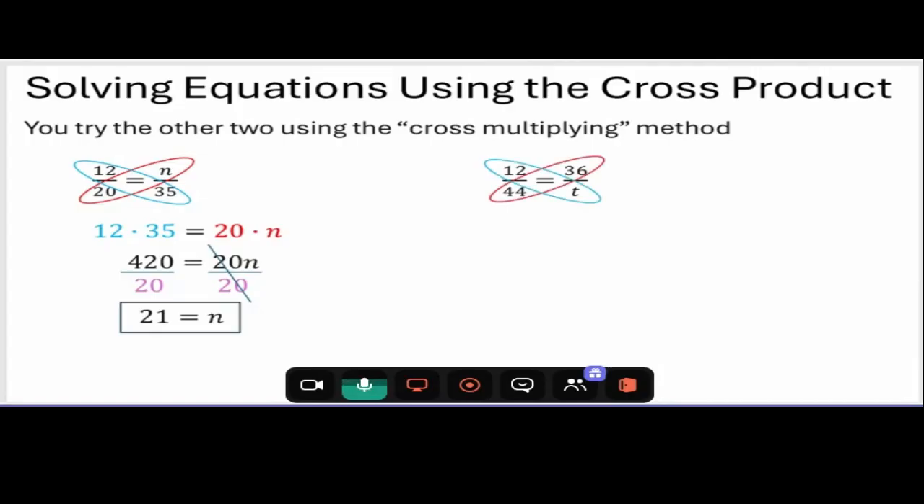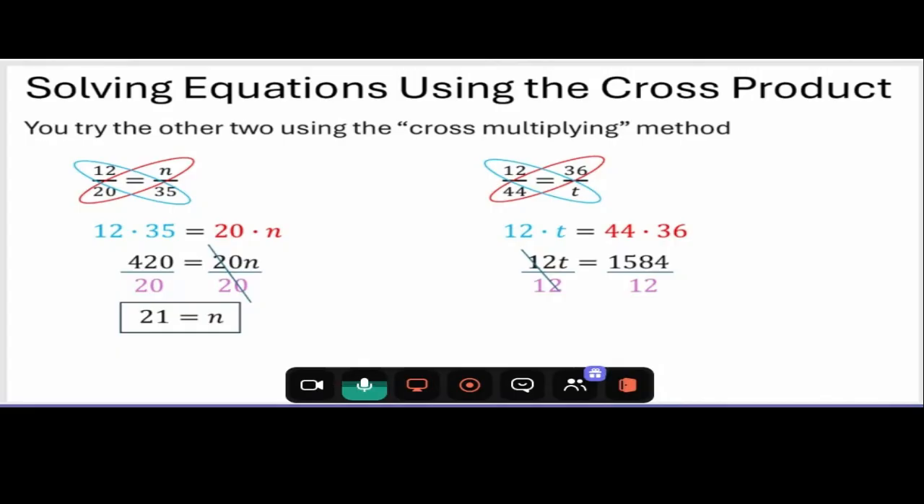Over for this one, same deal. Take the cross products, make them equal to each other. 12 times t on one side, 44 times 36 on the other. Again, the order of the sides and the order of the numbers doesn't matter as long as you have the right ones together. 12 times t, we're just going to write as 12t. 44 times 36. And you got your calculator, unless you're in 026, so 1,584.